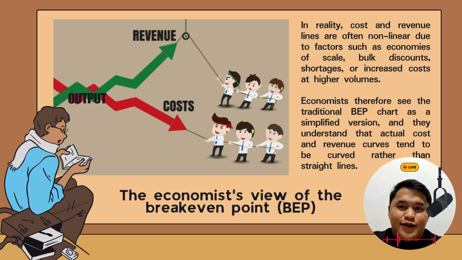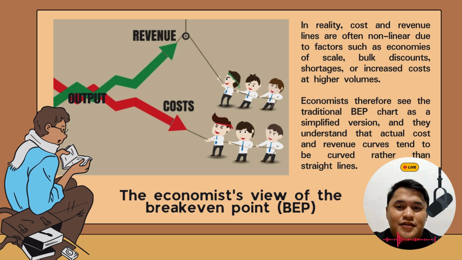In reality, cost and revenue lines are often non-linear due to factors such as economies of scale, bulk discounts, shortages, or increases at higher volumes. For example, variable costs per unit may decrease at higher production levels because of efficiency, or increase due to shortages or increased raw material costs. Similarly, sales revenue per unit may decline at a higher volume as a firm lowers prices, recognizing the relationship between cost, revenue, and output, to attract more buyers.